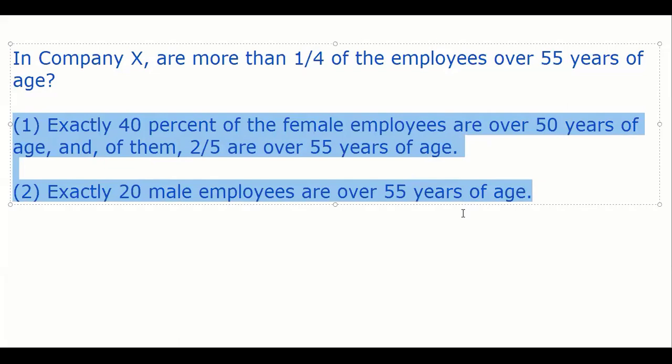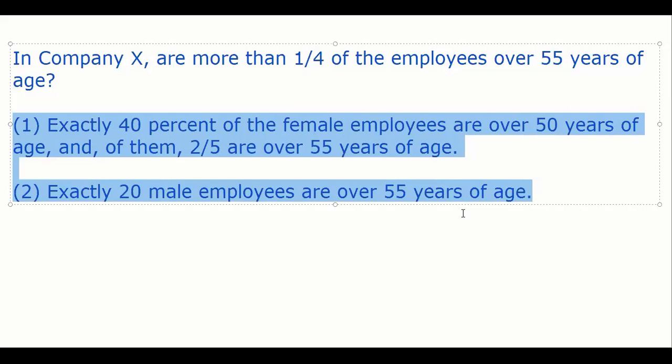But we don't know how many female employees. We also don't know total people. So even if we combine both 1 and 2, we cannot solve this. So answer is neither. Right? Divya says neither, Dhanu says neither. Correct.